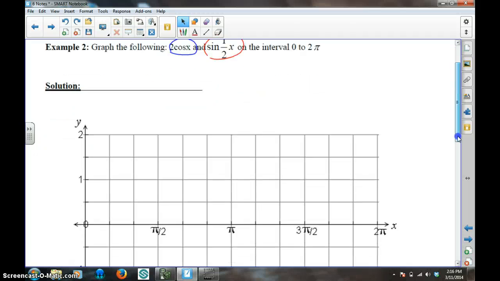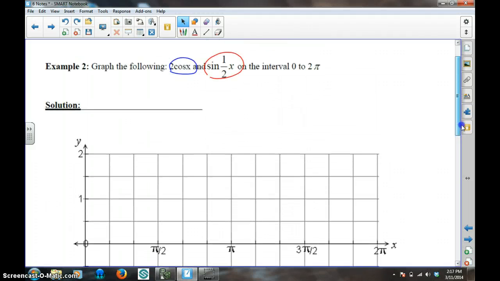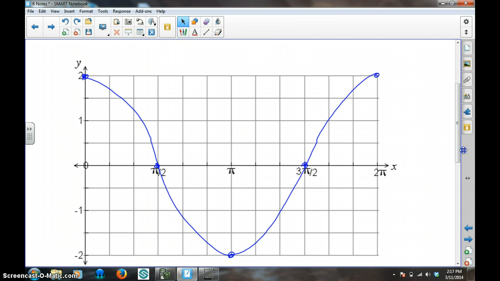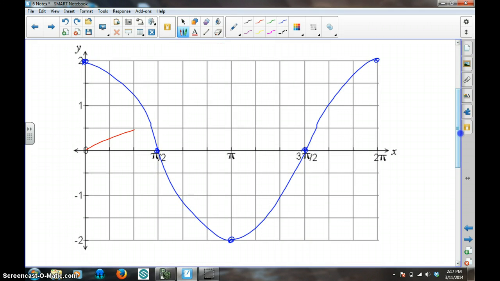Now, at the risk of really throwing you off into left field, I'm going to do both of those graphs without showing my work, just so I can show you what the intersections, the solutions, the systems look like. So the graph of 2 cos x is going to go high, 0, low, 0, high, and look like this. And the graph of sine of 1/2 x is going to look like this. And I should label them both.